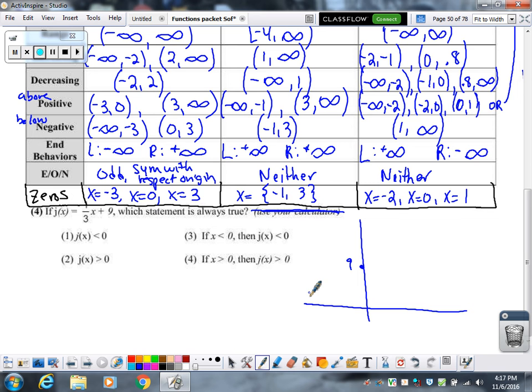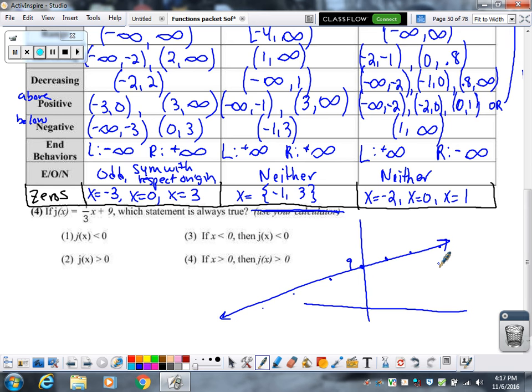Slope, 1/3, tells us to go up 1 to the right 3, up 1 to the right 3, up 1 to the right 3, down 1 to the left 3, down 1 to the left 3, down 1 to the left 3, and connect the dots, and we get a line. So let's see which one of these 4 statements is true.